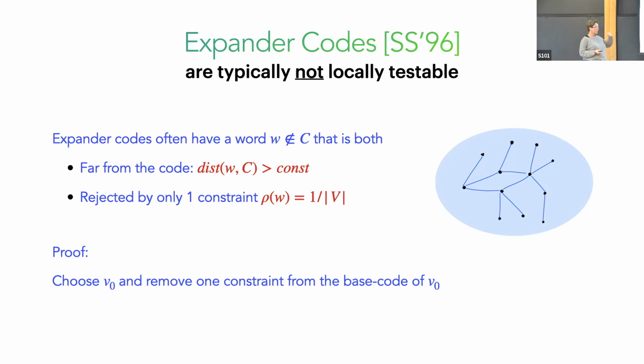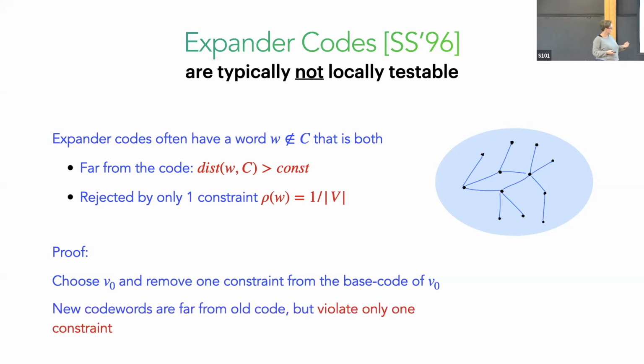What does that mean? Now take some word that was not previously in the code and now entered the code. Because of the distance argument we had before, this word is far from everything else. So in particular, it's far from our code. But on the other hand, it only violates the one constraint in V naught. Okay, so this is really the nightmare for local testability. It's as close as possible in terms of the constraints, but it's far in terms of distance.